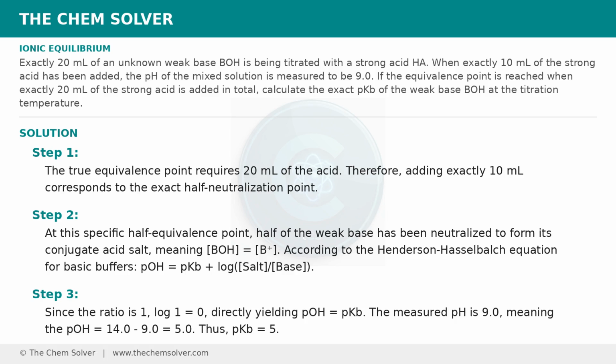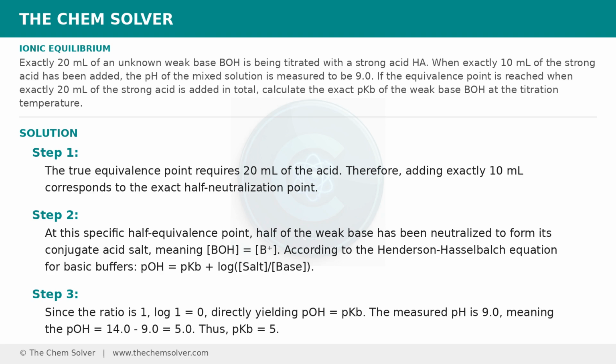The true equivalence point requires 20 ml of the acid. Therefore, adding exactly 10 ml corresponds to the exact half neutralization point. At this specific half equivalence point, half of the weak base has been neutralized to form its conjugate acid salt, meaning BOH equals B+.